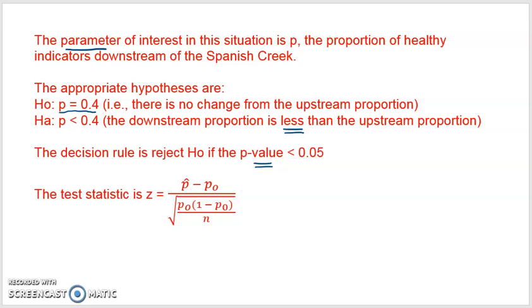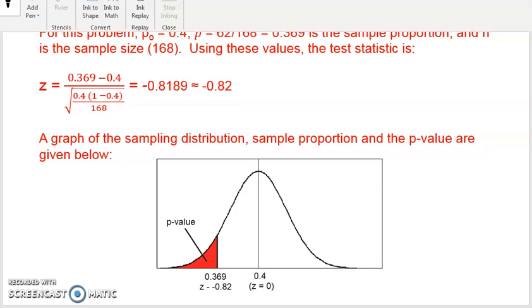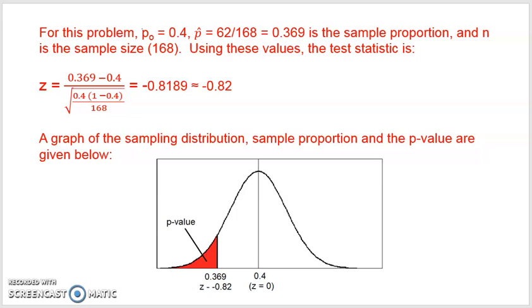The test statistic is a proportion test on your formula sheet. This is the formula that you'd be using to complete this test. For this problem, we have the following data. We know that p naught, which is what we think the proportion is under the null hypothesis, is 0.4. p hat is the sample proportion. There were 168 bugs, randomly selected macroinvertebrates.